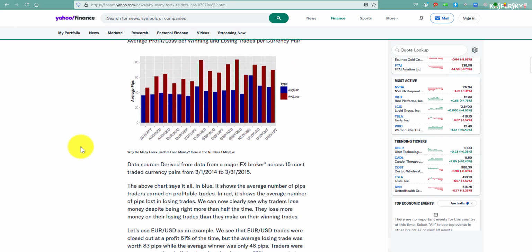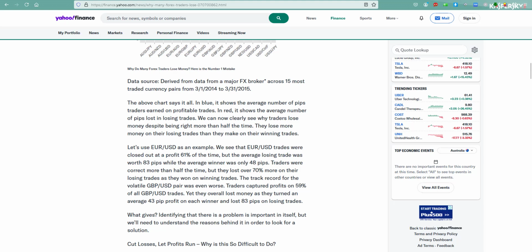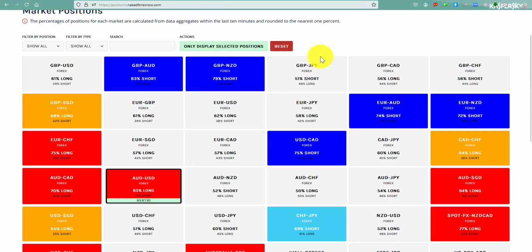So I'm no different than any of these other traders that you look at on the open position ratios, or in this study. It says from a major FX broker. It was FXCM, I can tell you that. But anyway, the point is, that's why you want to pay attention to what the crowd is doing.